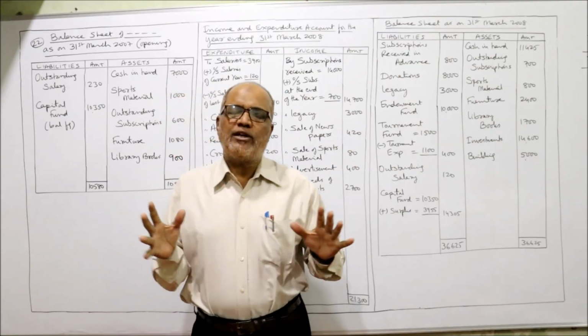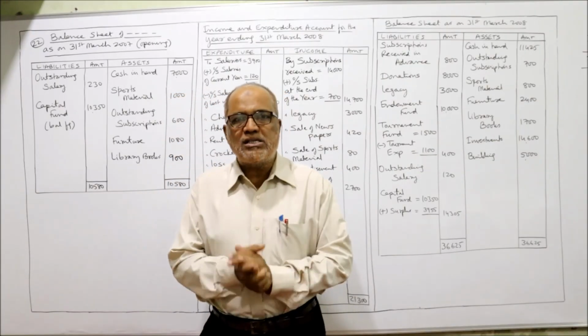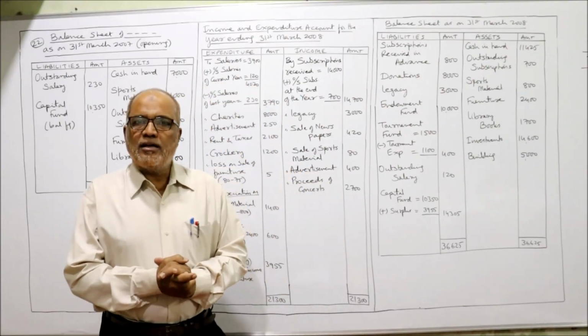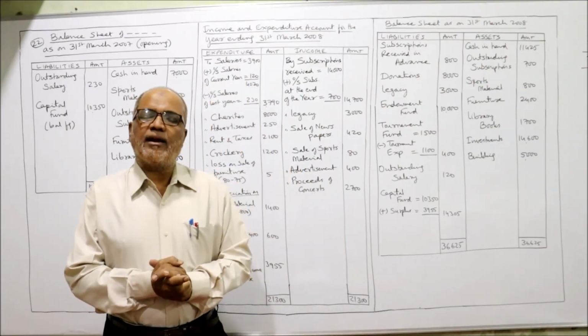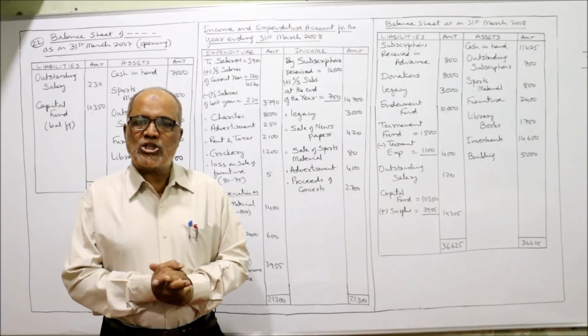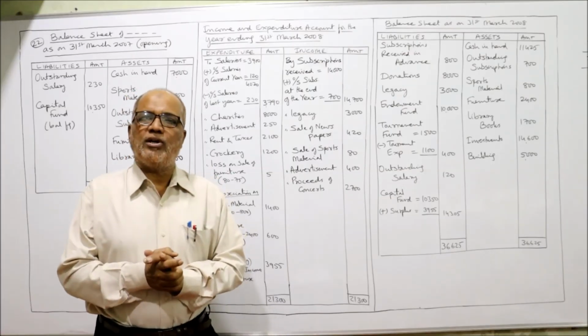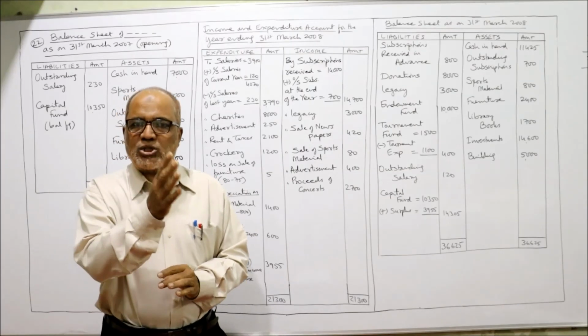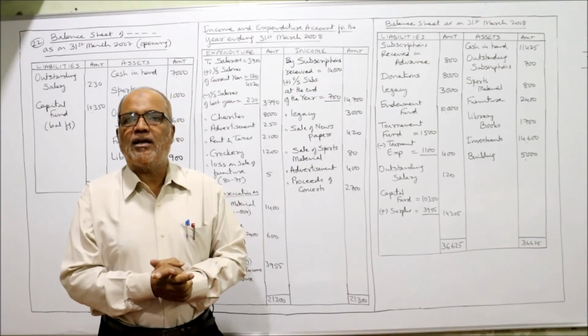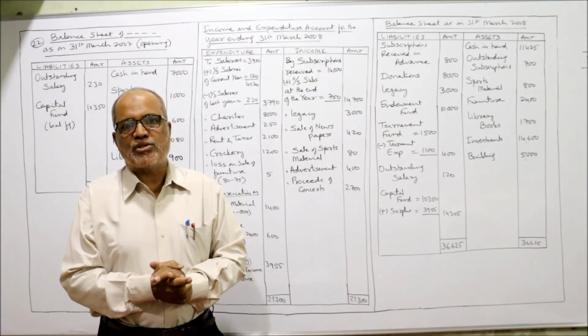So totally 22 problems have been completed on non-profit organization, final accounts of non-profit organizations. I've explained each and every point in detail. Watch the video once, twice, thrice. Definitely you can get the complete command on these problems.